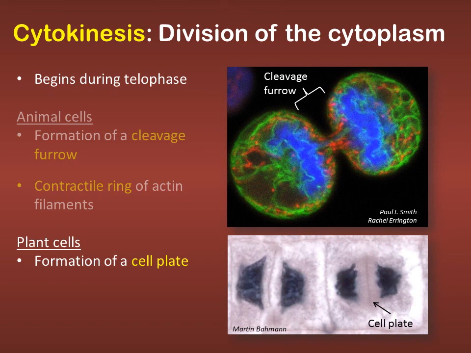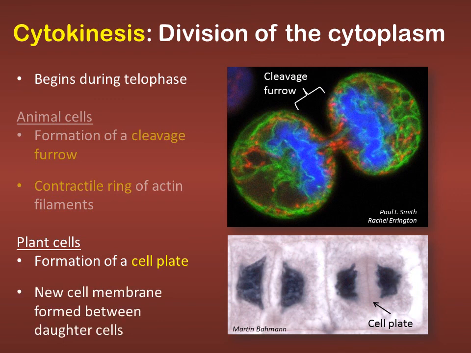In plant cells it's a bit of a different process. Instead of forming a cleavage furrow, because plant cells have a rigid cell wall completely around them, those two new cells have to form what's called a cell plate between the two new nuclei. That cell plate is simply a new cell membrane formed between the two new daughter cells. And as they deposit phospholipids at the center, eventually an entirely new cell will form here and a new cell here, and then a cell wall will form between them after that plasma membrane has been laid down.